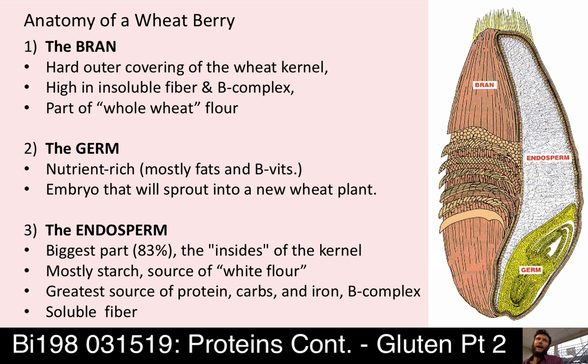Also, you find B-complex vitamins throughout the wheat berry, but there's certainly no lack of them in the endosperm as well. And then the other distinctive characteristic of the endosperm is that this is where we find soluble fiber. These are complex carbohydrates, not the starch, other complex carbohydrates that are able to be dissolved in water. For example, when you soak chia or flax seeds in water for 10 minutes and pick them up, they have that slimy part. That's soluble fiber.